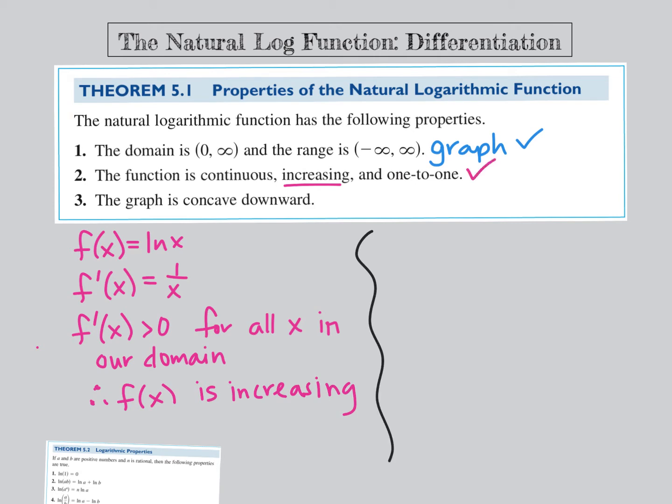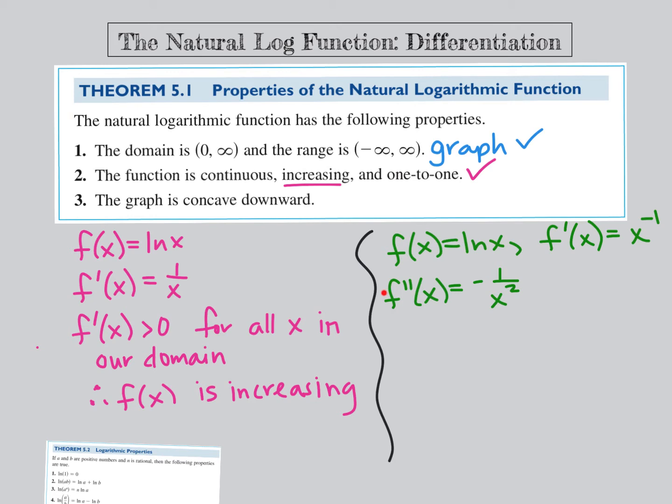Then, for number 3, the last property is that the graph is concave downward. So the graph of the natural log of x is concave down. In a similar way that we proved that the function is always increasing, we can prove that the graph is always concave down by taking a look at its second derivative. So once again, our function is the natural log of x, and we already found that its first derivative is 1 over x, or we can write it as x to the negative 1. I write it that way so we can easily find the second derivative, which, using the power rule for differentiation, is negative 1 over x squared.